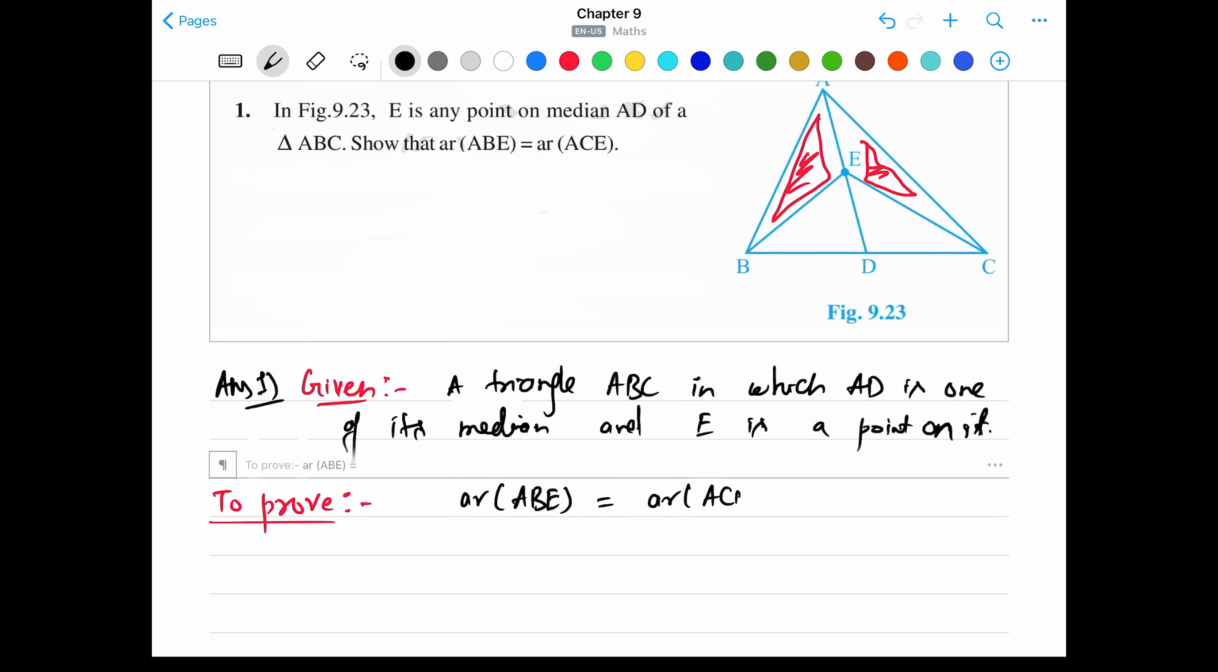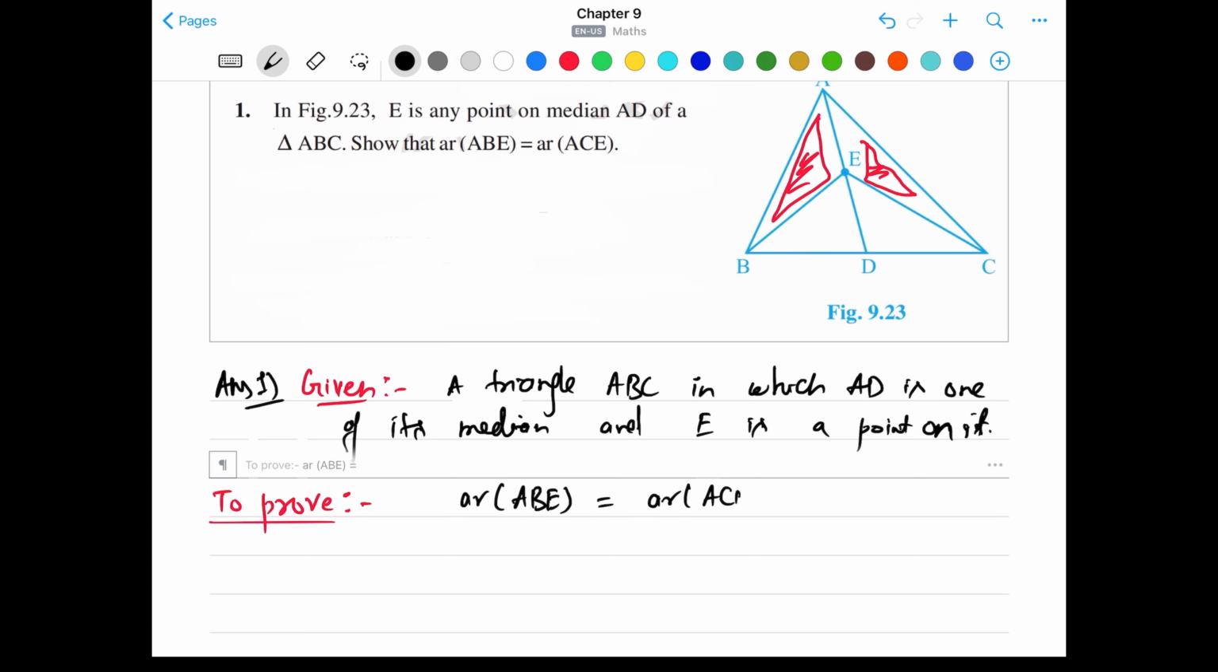We have triangle ABC in which AD is one of the medians and E is the midpoint of the median AD. Okay, we have to prove that the area of this triangle, which is BED, is equal to 1/4 the area of the complete triangle ABC. Okay, so let's start writing the answer number 2.